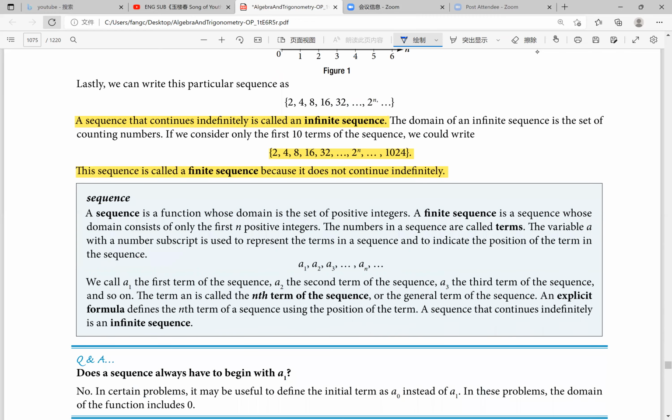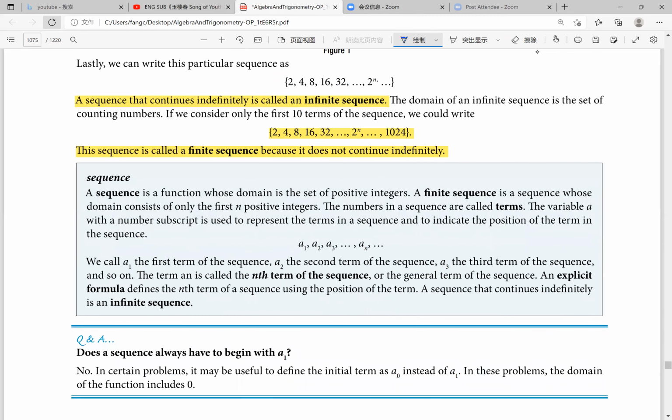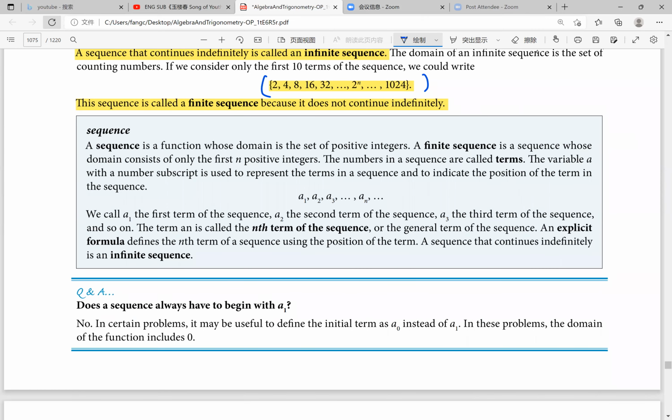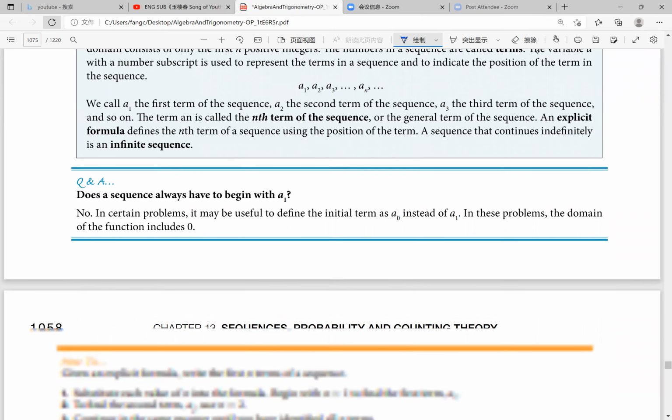And another type of sequence we call a finite sequence. If a sequence is a finite sequence, that means it does not continue indefinitely. For example, this sequence: 2, 4, 8, 16, 32, until 1024. So it has an end for a finite sequence.